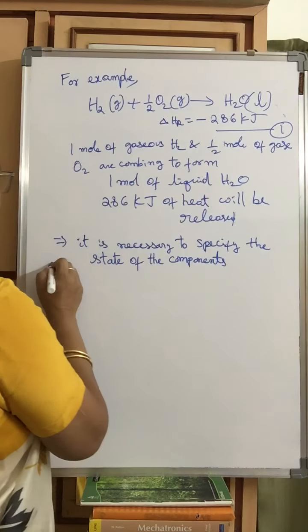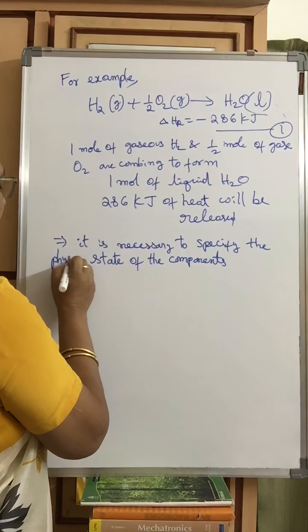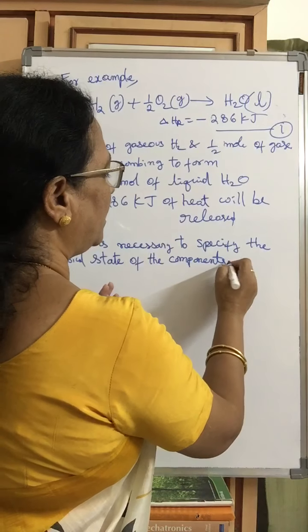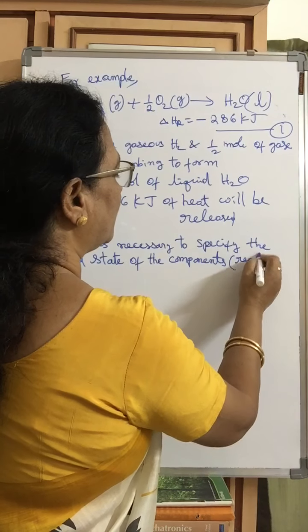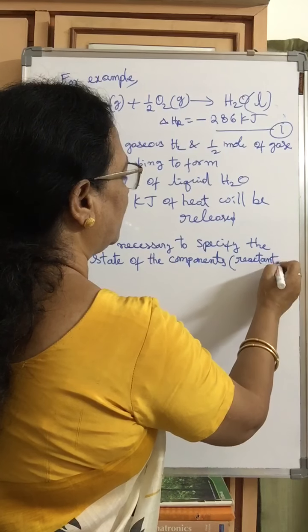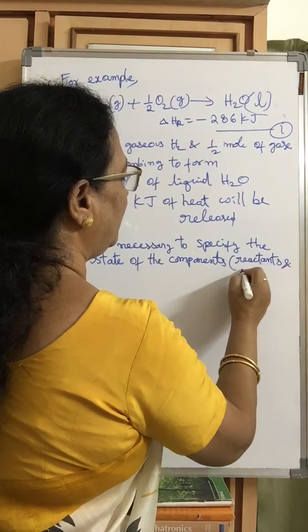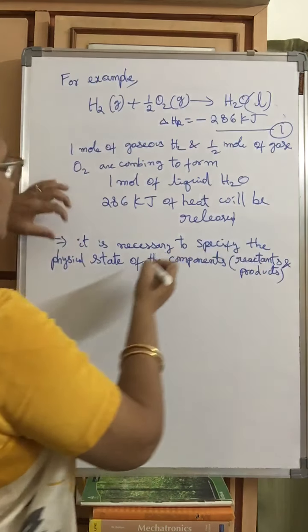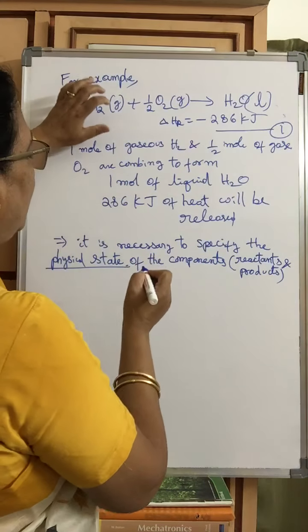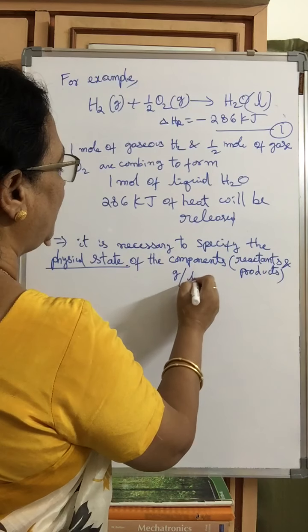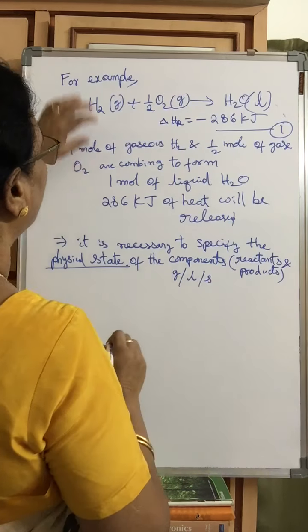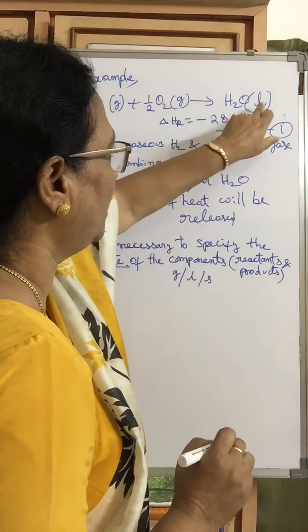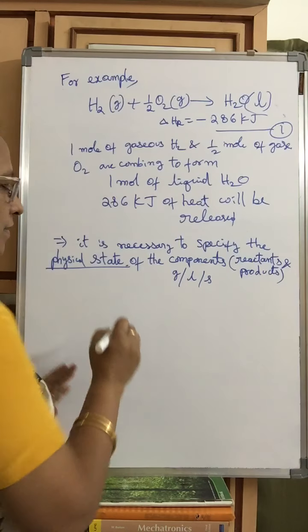Which state? Physical state of the components, that is both reactants and products. Why? Physical state means is it gas or liquid or solid? Here, hydrogen is in gaseous form, oxygen in gaseous form, and water in liquid form. Why is it so necessary?